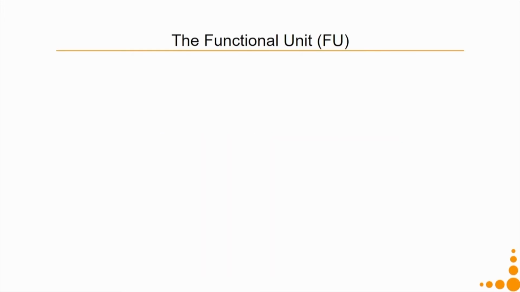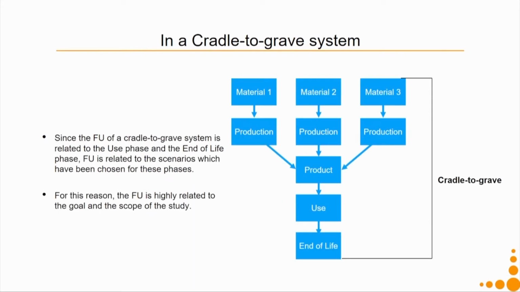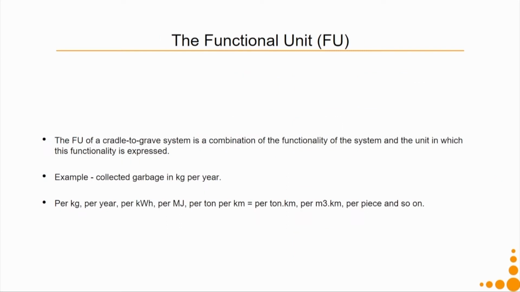So let's first understand the functional unit. The functional unit of a cradle to grave system is a combination of the functionality of the system and the unit in which the functionality is expressed. When I am talking about a cradle to grave system, it looks something like this. Cradle is where all the materials are sourced from, then the production, into the product, then into the use, then into end of life.